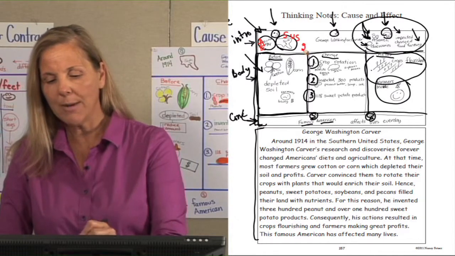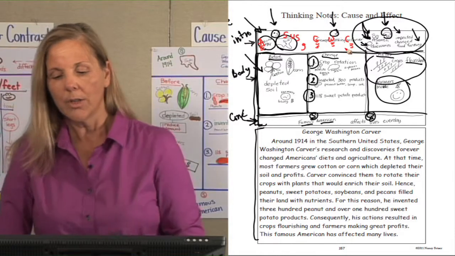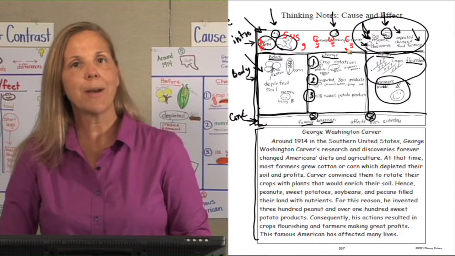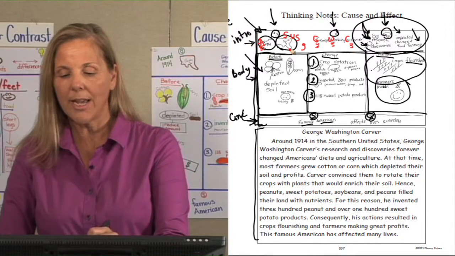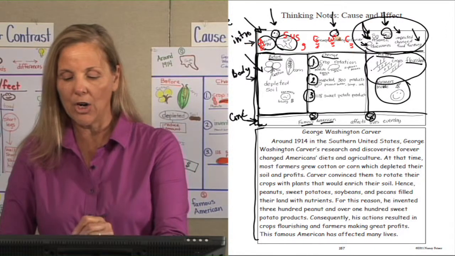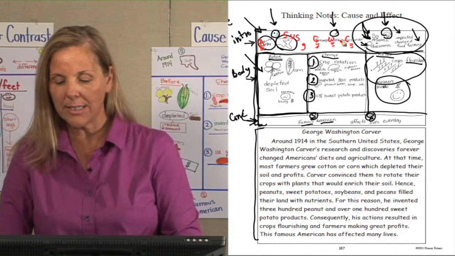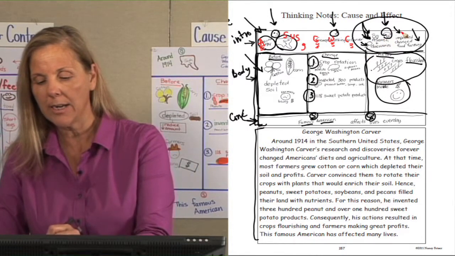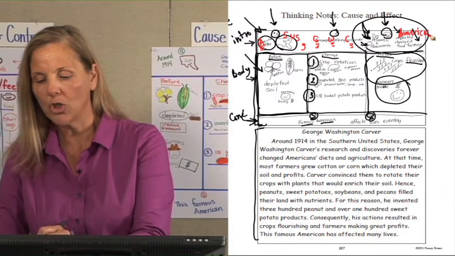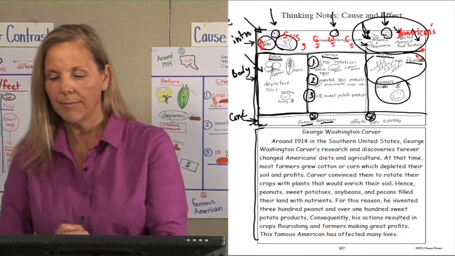I will then put a comma. I will underline and also mark the letters in George Washington Carver to remind myself that I have to capitalize those. Around 1914 in the southern United States, George Washington Carver's research and discoveries forever changed Americans' diets and agriculture. I'm going to put Americans. I've got to make sure that I write Americans here with a capital so that I remember that I am going to have that as a capital. And finally, I put my period.